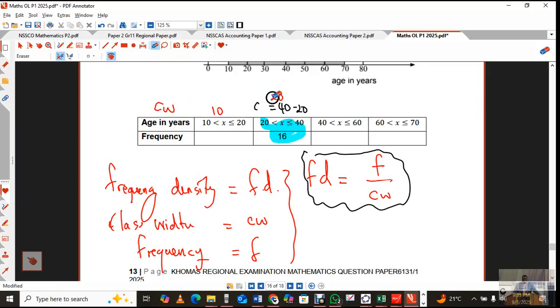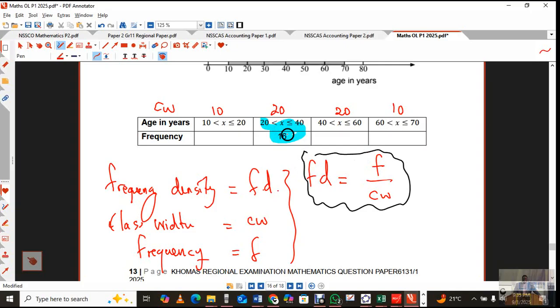Right? So I'm just going to take that off. So I'm just going to write the class width. Class width here is 20. 60 minus 40, the class width is also 20. 70 minus 60, that's 10. So that's the class width.